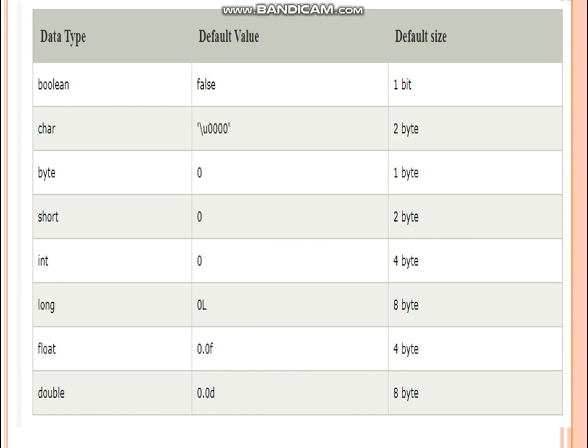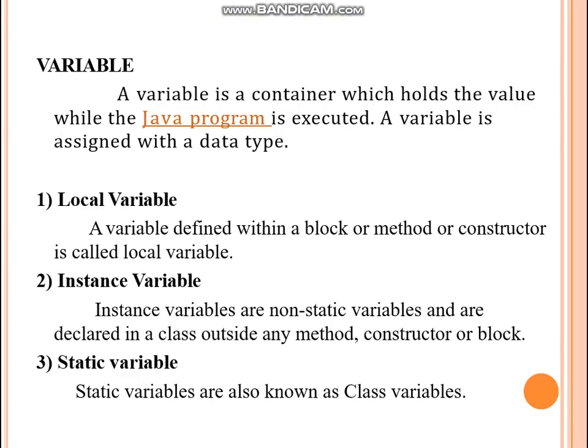And these are some of the data types with their default values and default sizes. First one is boolean. Default value is false and default size is 1 bit. Character: this is the default value and size is 2 bytes. And byte we have only 1 byte, short 2 bytes, integer 4 bytes, long 8 bytes, float 4 bytes, and double 8 bytes.